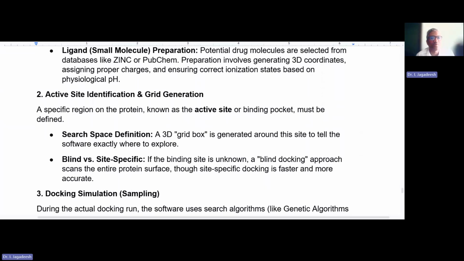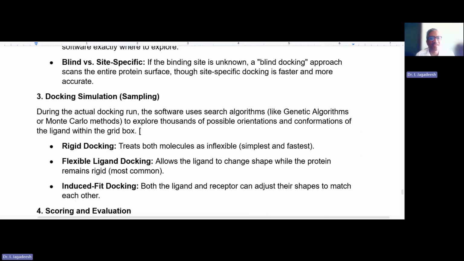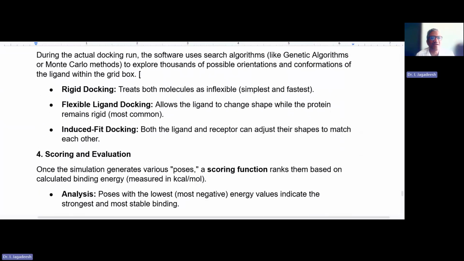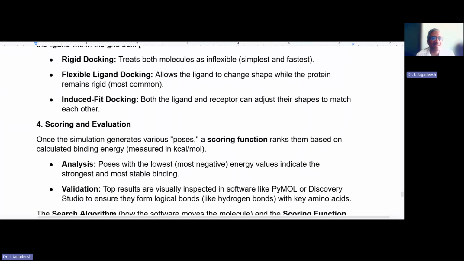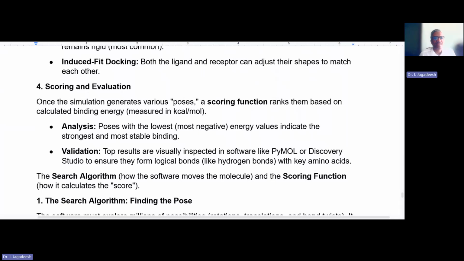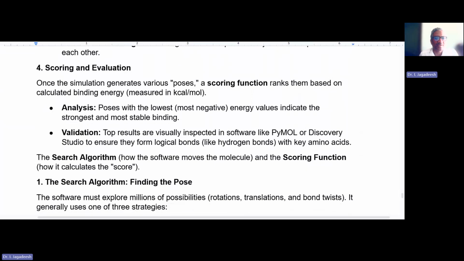That creates a search space definition in a 3D grid box, with blind and site-specific docking. If the binding site is unknown, we use the blind docking approach, which scans the entire protein surface, followed by site-specific docking, and it will give the hotspots for the binding sites. Docking simulation has 3 types: rigid docking, flexible docking, and induced fit docking. Ultimately, at the end, we give the scores and evaluate their effectiveness. Ultimately, we validate the structure further.